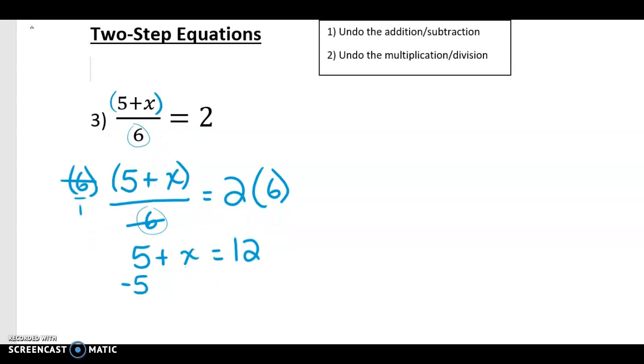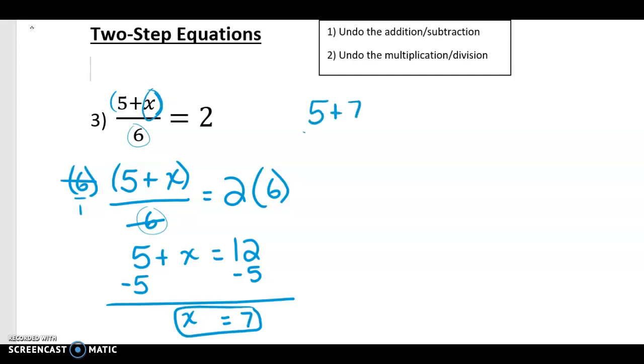I have to subtract 5 from both sides. I end up with x equals 7. And again, you can plug the 7 back in right here. Let's see if it works. 5 plus 7 divided by 6 equals 2.